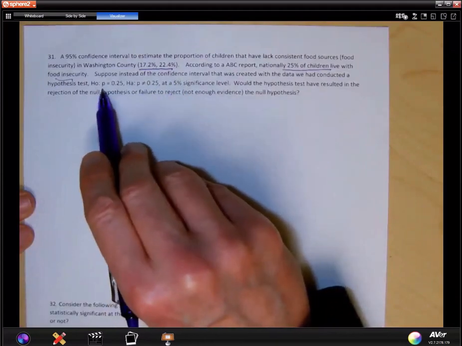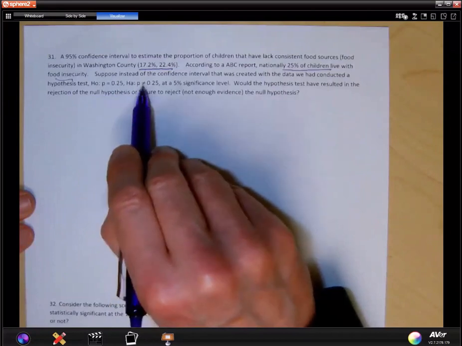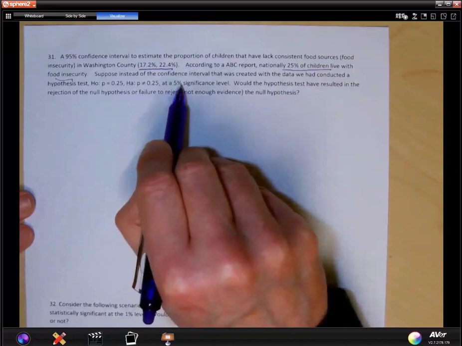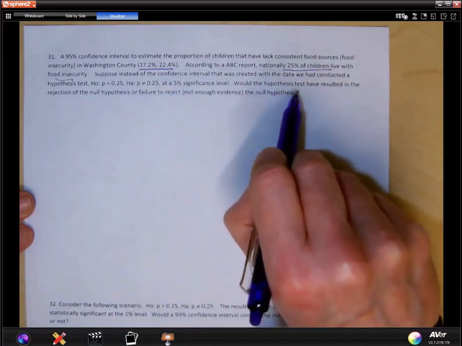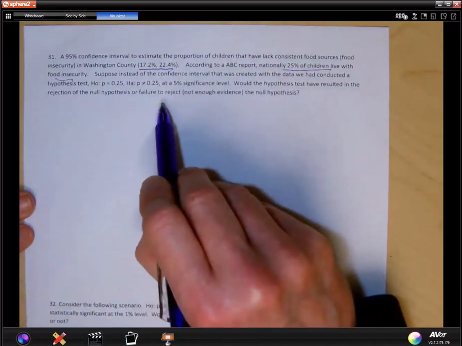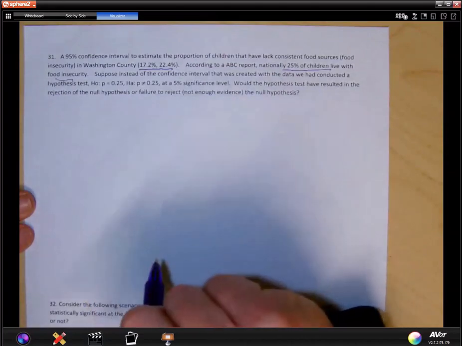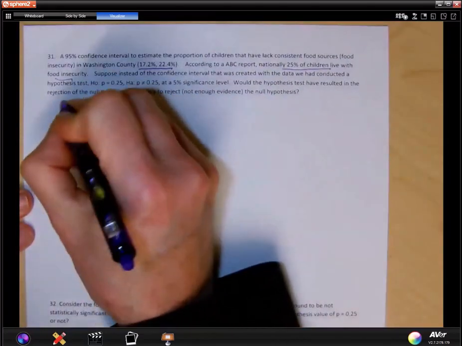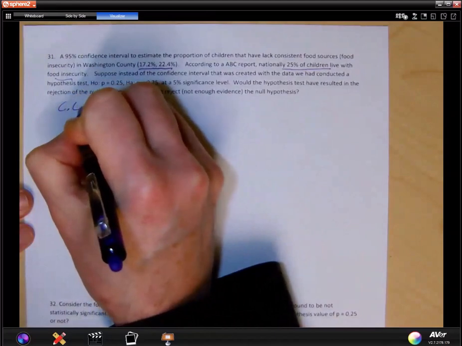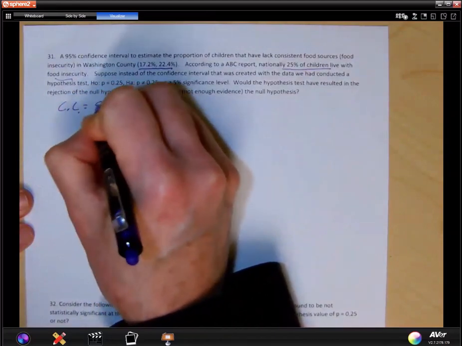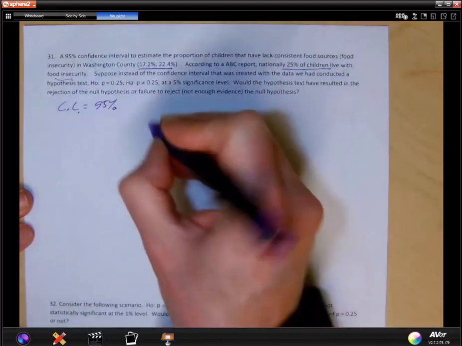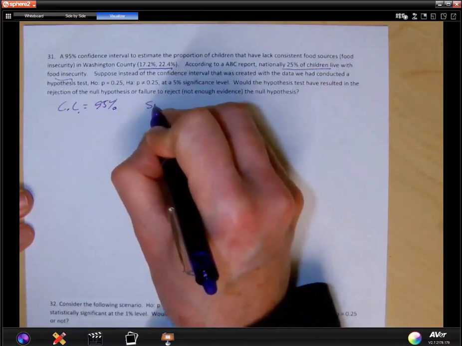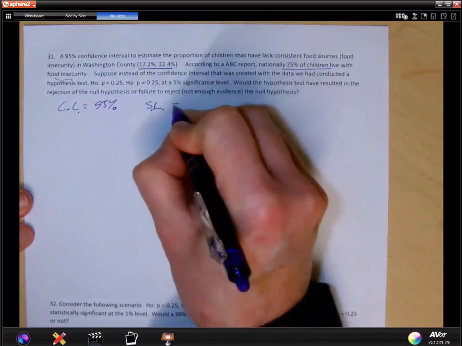And here's my hypothesis test: the true proportion is 0.25, versus the true proportion is not 0.25, at the 5% significance level. Would the hypothesis test have resulted in the rejection of the null hypothesis or failure to reject, not enough evidence against the null hypothesis? One thing I know is that my confidence level is 95%, and my significance level, I'll call it SL, is 5%.